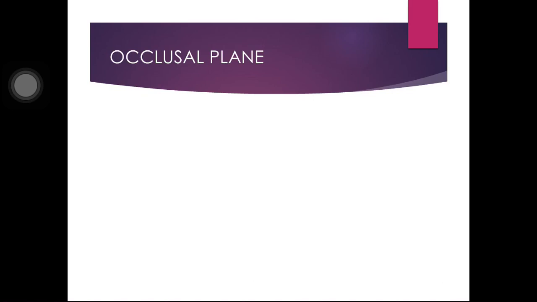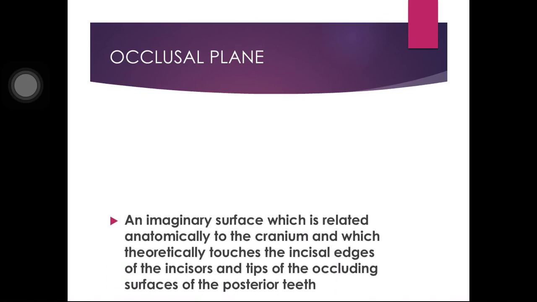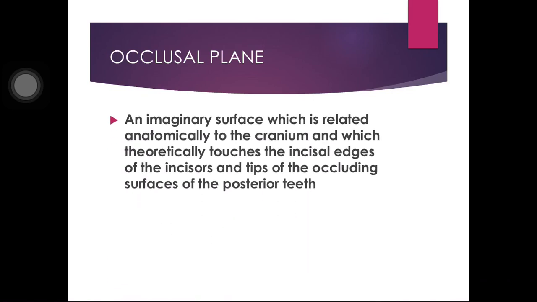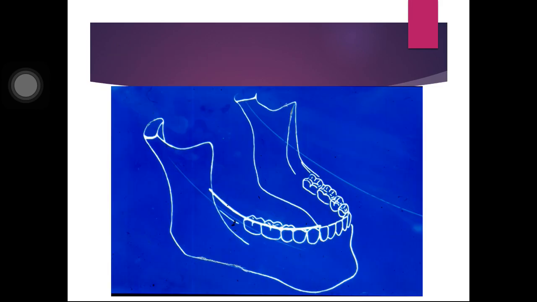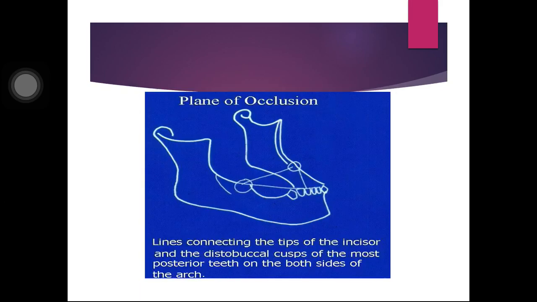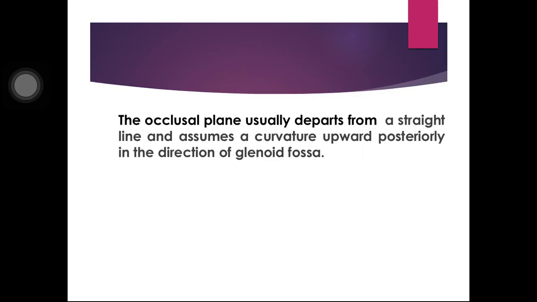The second step, after establishment of the aesthetics, phonetics and labial position of the occlusal rim, is the establishment of the occlusal plane. Basically, the occlusal plane is an imaginary surface which is related anatomically to the cranium and which theoretically touches the incisal edge of the incisors and the tips of the occluding surfaces of posterior teeth, like this. This is the mandibular occlusal plane, which are the lines connecting the tips of the incisors and the distobuccal cusps of the most posterior teeth on both sides of the arch.